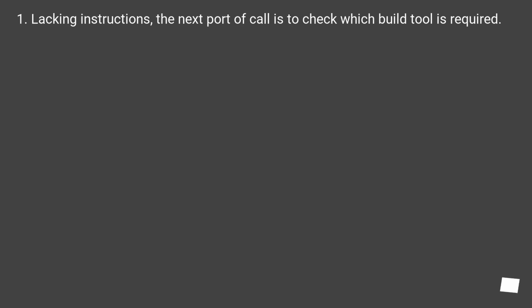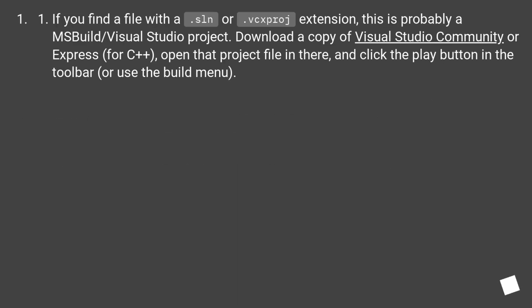Lacking instructions, the next port of call is to check which build tool is required. If you find a file with a .sln or .vcxproj extension, this is probably a build/Visual Studio project. Download a copy of Visual Studio Community or Express for C++, open that project file in there, and click the play button in the toolbar, or use the build menu.